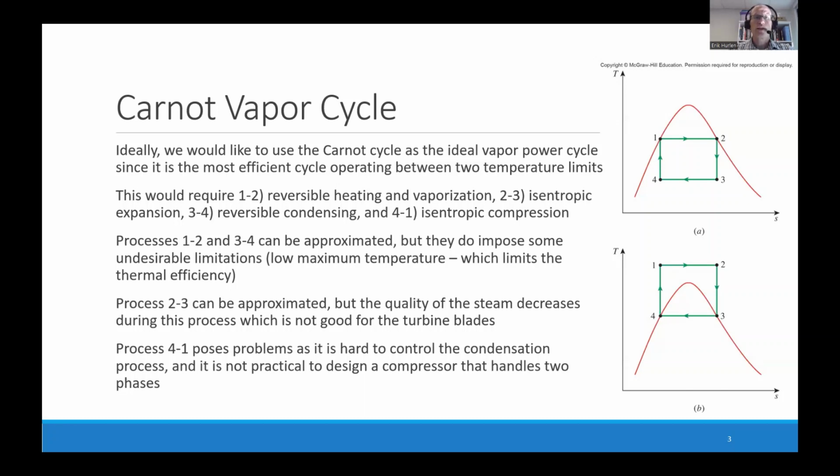In terms of the TS diagram, what we want is straight horizontal and vertical lines everywhere, but we also want them to start and end on the saturated vapor line. So we can have 1 to 2 accomplish this, as seen here, or we can have 3 to 4 accomplish this, as seen here, but we can never have both. So bottom line is that we can't make the Carnot cycle work for this process.